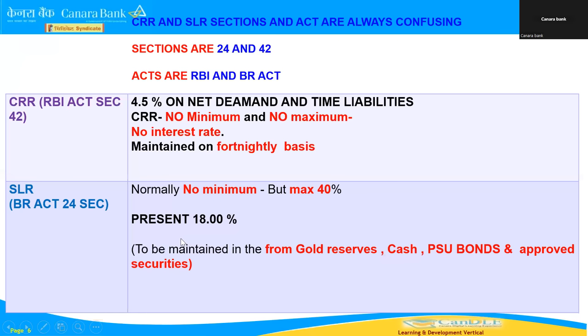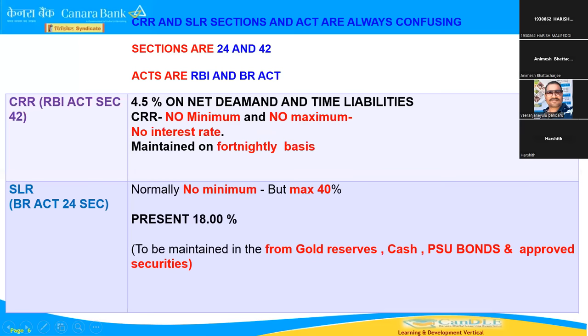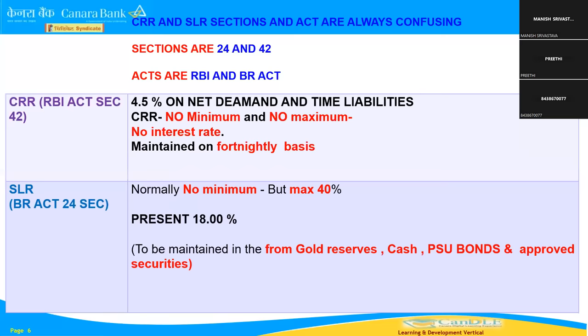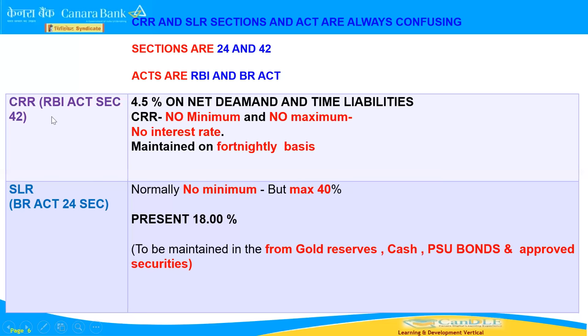Let us see how to remember. See, remember, CRR and SLR are very important Acts. 24 and 42 are the sections for these two. 24 and 42 are the RBI Act and Banking Regulation Act. How to remember is, CRR has two R's. I always link it with the RBI Act. Then the number is 24 and 42. I always give the big number to CRR. So 42 of the RBI Act defines CRR and SLR is left out. 24 will come down and the BR Act will come down. This is how I remember. I think I have explained in Nurture also, the previous year also. I need not explain again and again on this topic.